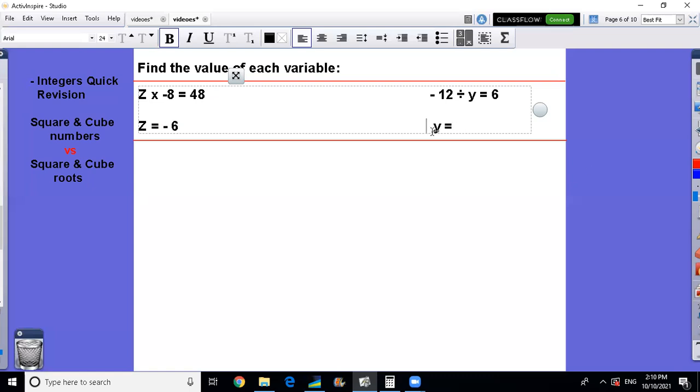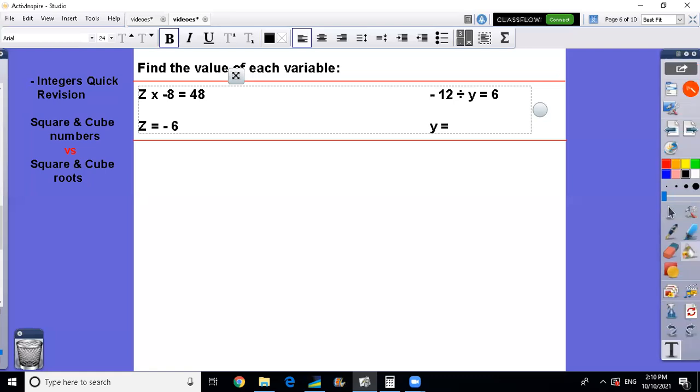The next one over here, I want you to pause the video. Pause the video, try to do it on your own, and then come back to the video to check if your answer is correct or not. Pause now, get back to the video after you're done.